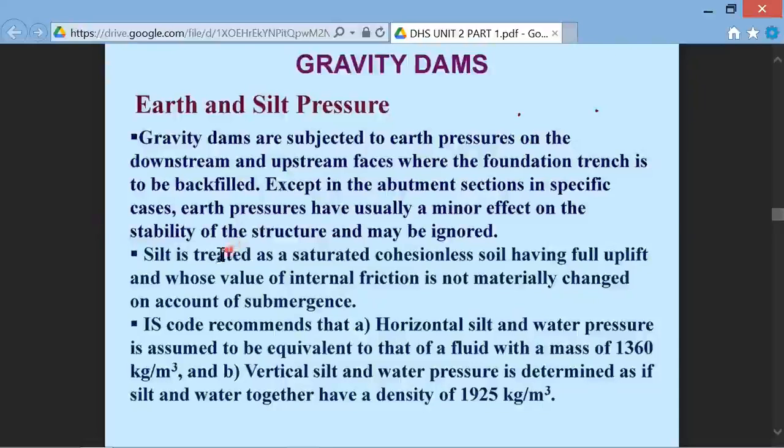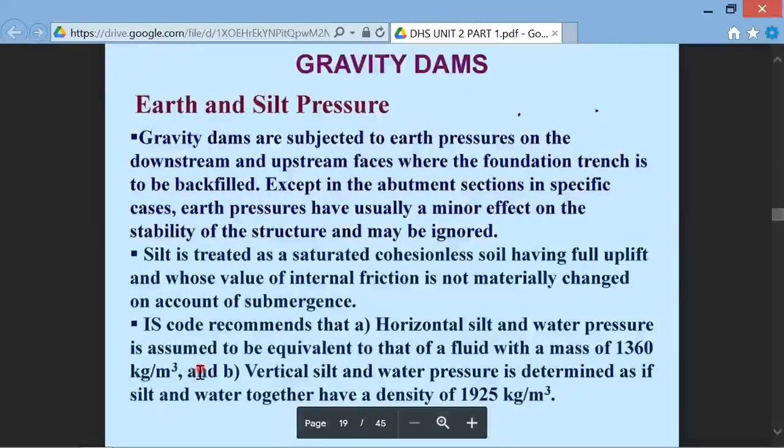Now the second thing is the silt. Silt is the combination of soil, sand, and gravel. Silt is the combination of all the small materials. Silt is treated as a saturated, cohesionless soil having full uplift and whose value of internal friction is not materially changed on account of submergence. So the code recommends that horizontal silt and water pressure is assumed to be equivalent to that of a fluid with a mass of 1360 kg per meter cube.